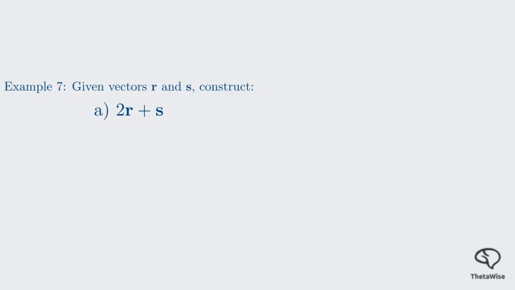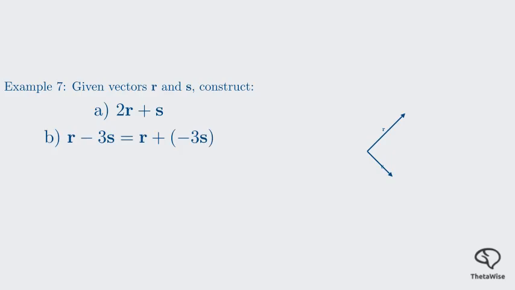We're given vectors r and s and need to construct 2r plus s. First, we draw the vector r. Then, to get 2r, we draw another vector r from the head of the first one. We now have an arrow that is twice the length of r. Next, from the head of 2r, we draw vector s. Finally, the sum, 2r plus s, is the arrow from the tail of the first r to the head of s. Let's try another one with a negative scalar.